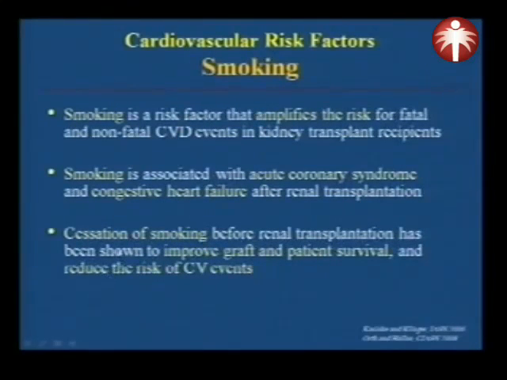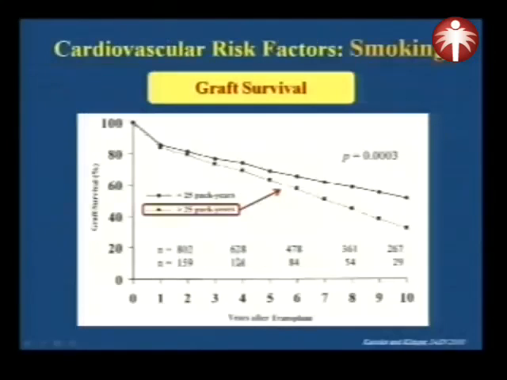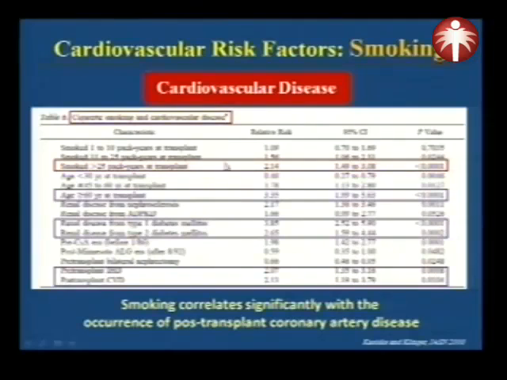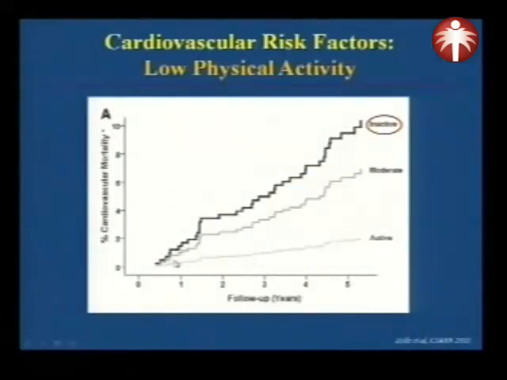Smoking, as you know, even in the general population is a risk for cardiovascular disease. But the good news here is that cessation of smoking before renal transplantation has been shown to reduce the risk of cardiovascular disease. And this is one of the modifiable factors that we should insist on patients quitting. If you smoke less, obviously you have better graft survival. If you smoke more, you have less patient survival. And again, here with smoking, you can see more than 25 pack-years put it as a risk like some other risk factors like advancing age, diabetes, and also pre-existing cardiovascular disease.